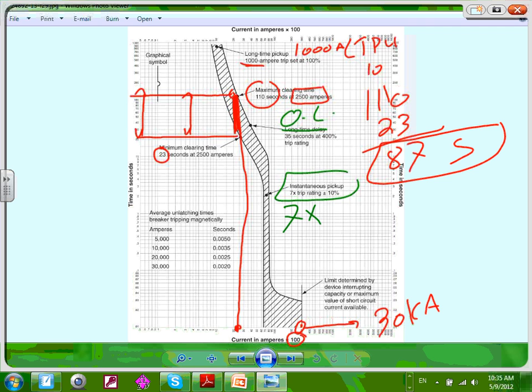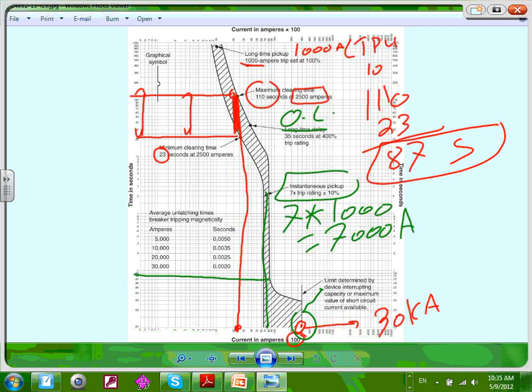So 7 times, first 7 times 1,000 is what? That will give you 7,000 amp. At 7,000 amp, this boy is going to go nuts and going to trip instantaneously, within 3 cycles. This value here, guys, is the largest amount of current that this circuit breaker can interrupt. So in this case, this circuit breaker is rated for 30,000 amp.